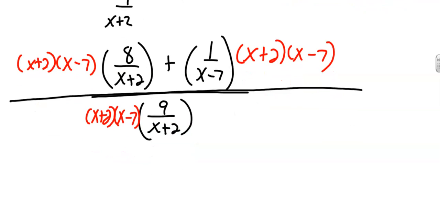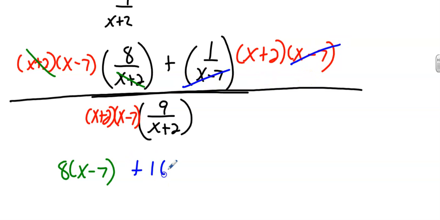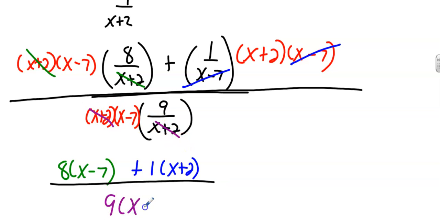Okay, but again, once you do that, all the fractions should cancel out and leave you with just whole numbers on each little part. This x plus 2 cancels that x plus 2. That's going to leave you with 8 times x minus 7. That x minus 7 cancels that one. That leaves you with 1 times x plus 2. And the bottom, the x plus 2's cancel, leaves you with 9 times x minus 7.